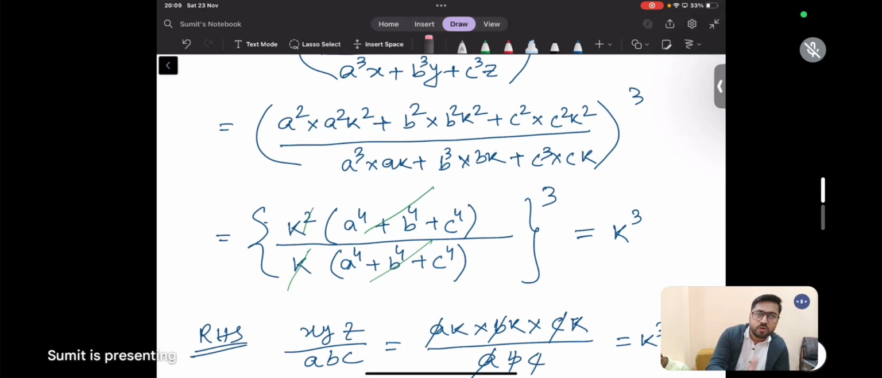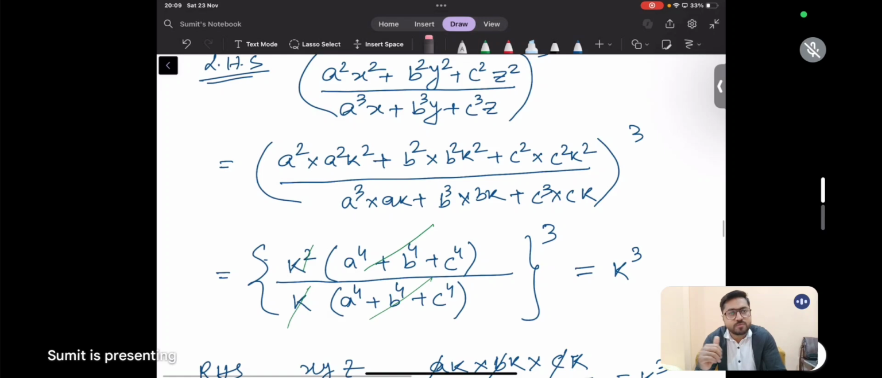Remember how to do the calculation: always try to take the common, meaning try to factorize here. After substituting the values, whatever it is, always try to take the common or try to do the factorization. If you factorize, you will see that some terms will get cancelled like this, and what comes is that the simplified form is k cube only.